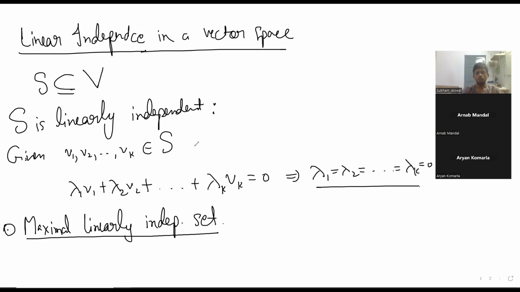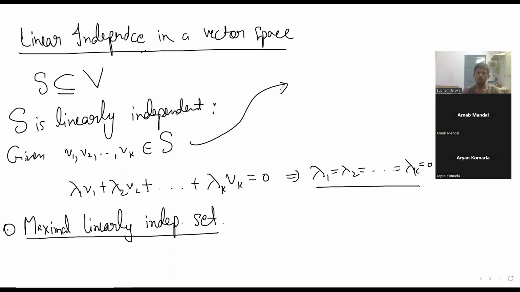So can you give an example of a linearly independent set? I think what vector space should you take, and what S should you take? Can I? Yes, yes.